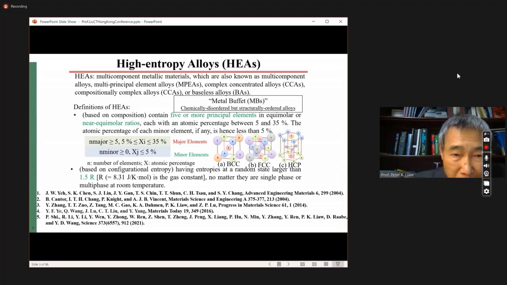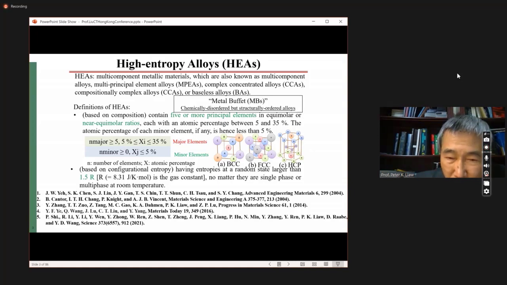If we base on the definition of high-entropy alloys, this year's classic work is shown here. The first definition is on the composition: the number of major elements should be equal to or larger than five. The atomic percent of each element should be between 5 and 35. Also, some minor elements are present in the material. We can also have elements with atomic percent less than 5%.